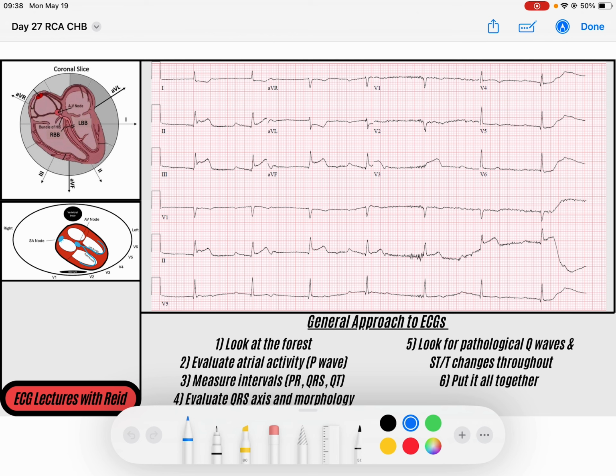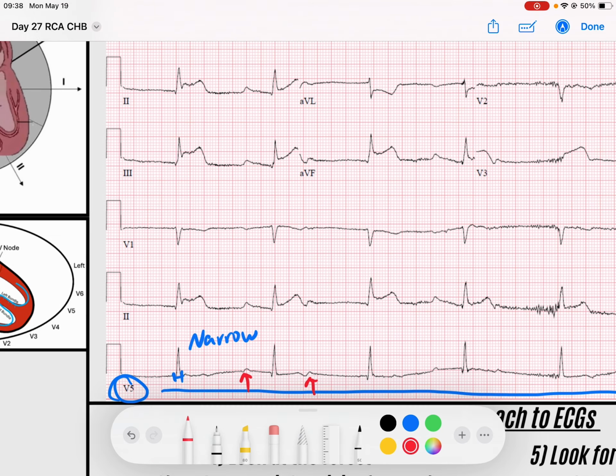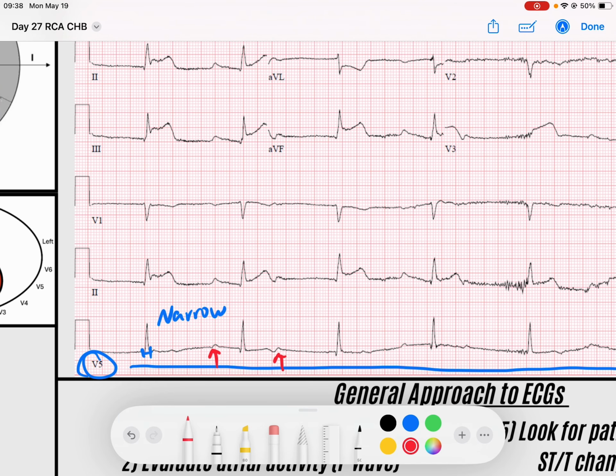So the first thing that I notice is I have what appears to be a narrow complex rhythm. If I look down here at lead V5 and scan through, it's just a rhythm strip, I notice that my QRS complexes are less than 120 milliseconds, so this is a narrow rhythm. I do see what appears to be some P wave activity. There's a P wave there, there's a P wave there.